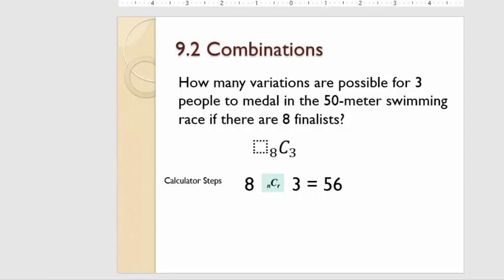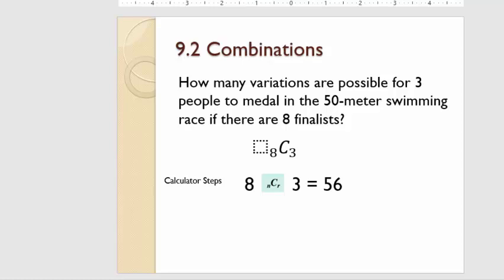Now as a combination, that looks like this. How many variations are possible for 3 people to medal in the 50-meter swimming race if there are 8 finalists? Now notice that the gold, silver, and bronze are not specified, so it's just 3 people to receive a medal. So that is 8 combinations, choose 3. In your calculator, just hit 8, and then the nCr key is second 8 on my calculator. So I hit 8, then second 8, which is nCr, 3, and then the equal sign, and you should get 56.